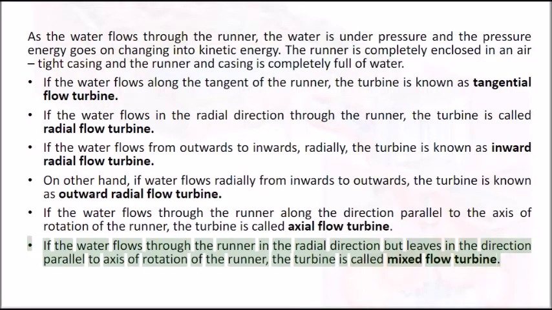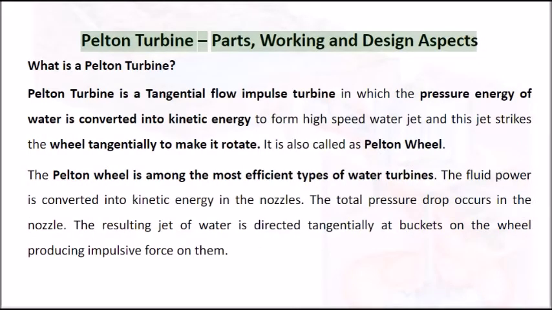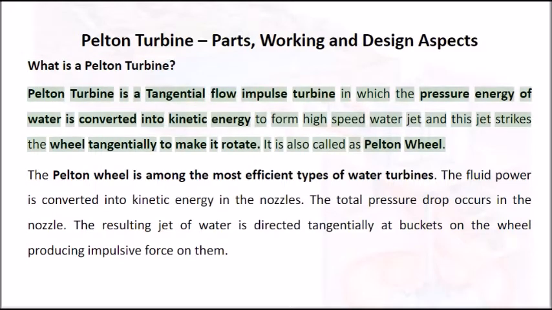Pelton turbine parts, working and design aspects. What is a Pelton turbine? Pelton turbine is a tangential flow impulse turbine in which the pressure energy of water is converted into kinetic energy to form a high-speed water jet, and this jet strikes the wheel tangentially to make it rotate. It is also called as Pelton wheel.